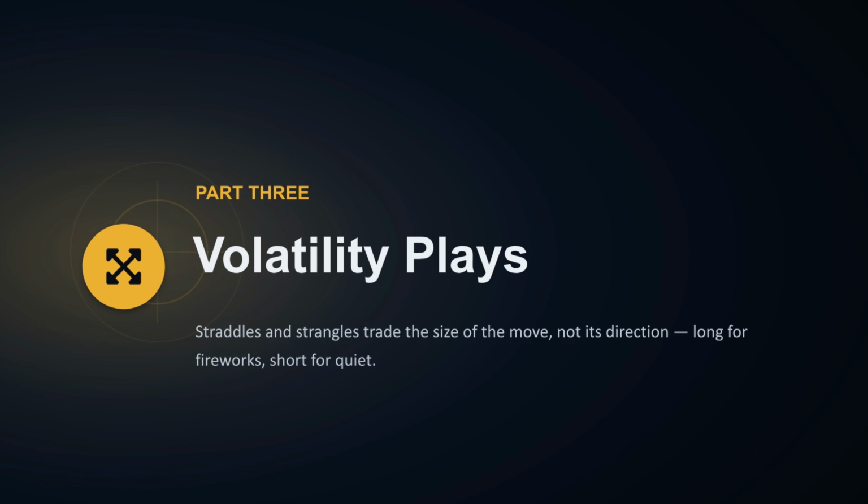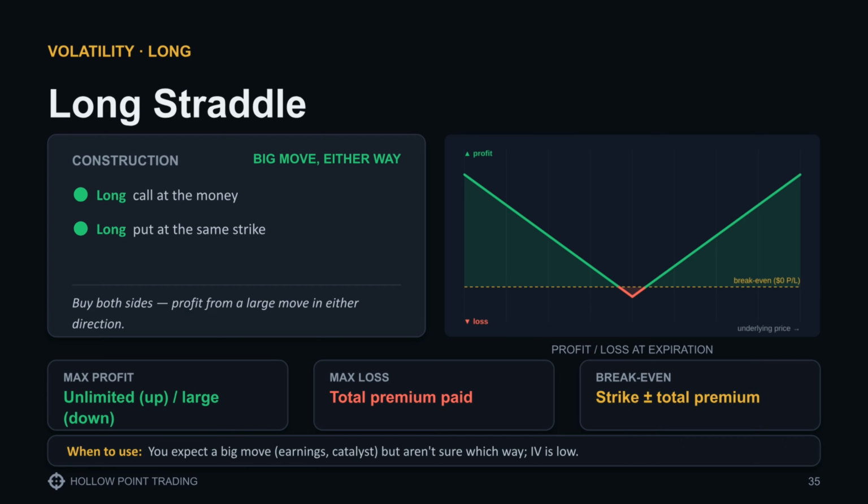Now we enter Part 3, Volatility Plays. Straddles and strangles allow you to trade the size of a move rather than its direction. You go long if you expect fireworks, and short if you expect quiet. A long straddle involves buying both a call and a put at the same strike. It is a bet that the stock will make a significant move in either direction. Your max loss is the total premium paid.